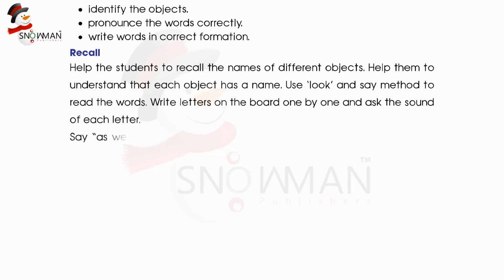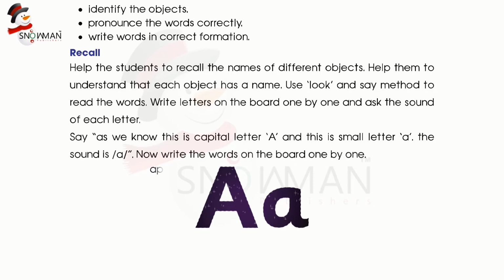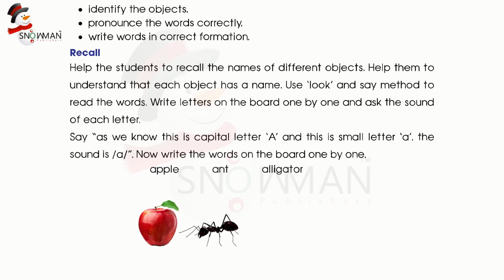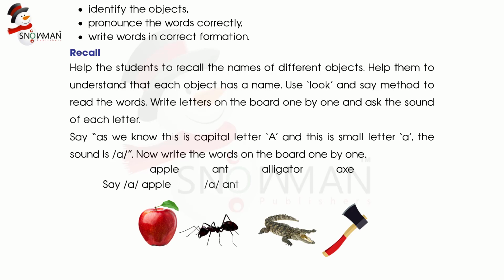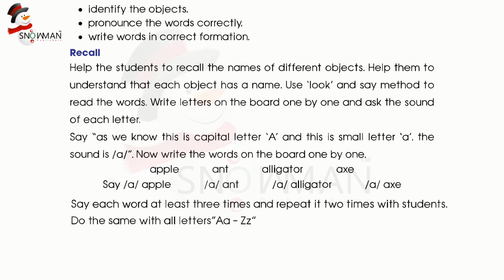Say, as we know, this is a capital letter A and this is a small letter A. The sound is A. Now, write the words on the board one by one. Apple and alligator, axe. Say A for apple, A for ant, A for alligator, A for axe. Say each word at least 3 times and repeat it 2 times with the students. Do the same with all the letters from A to Z.